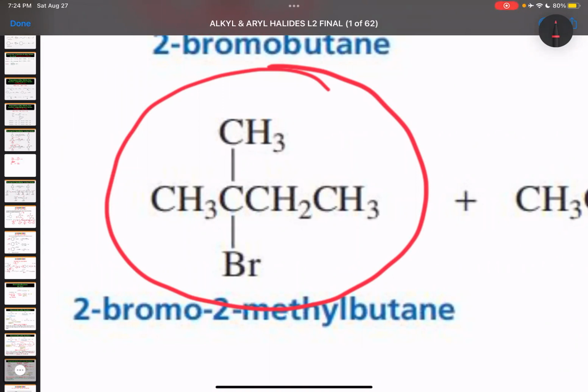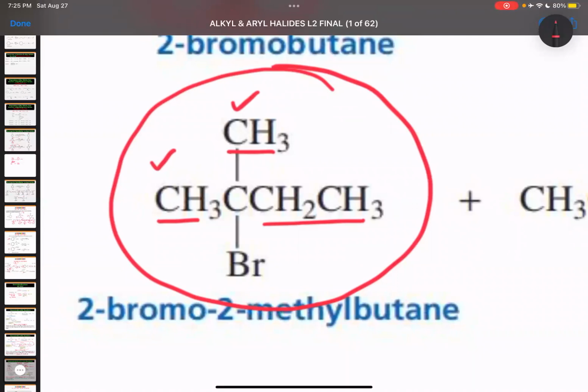So this is the middle carbon which is connected to Br, and on three sides you have alkyl groups. The two alkyl groups are the same. Those are methyl groups. And you have one alkyl group which is the ethyl group. Methyl groups and ethyl group, right? So these two are the same, so you can remove hydrogen from any one of them to make an alkene. No need to remove hydrogen from each one of them because both are the same. You can consider any one of them to form the alkene. And this one.